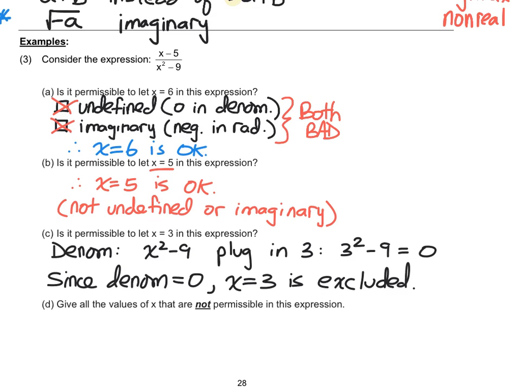All right? So in part D, it says give all the values of X that are not permissible in this expression. Well, we already know that X equals 3 is a bad number. Not permissible. I don't like using their words, so I'm going to say not allowed. 3. There's another one out there. Square root of 9. The square root of 9.